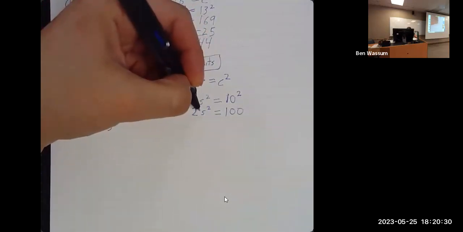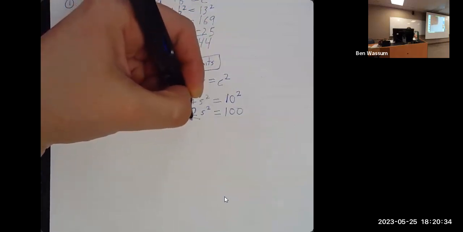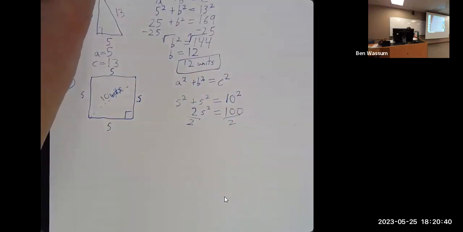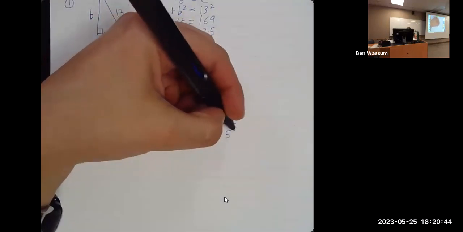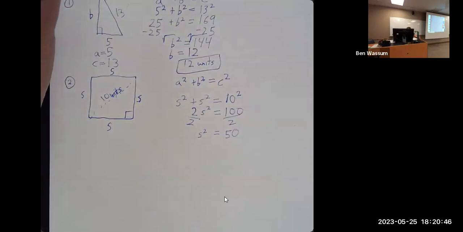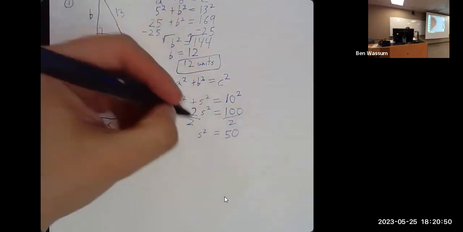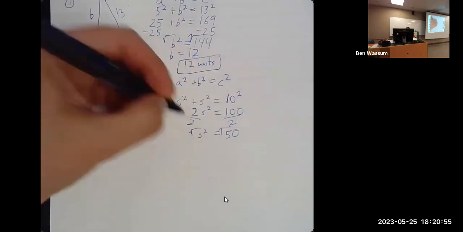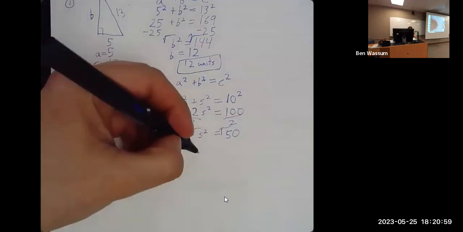Now I'm going to try to get the s alone. So the first thing I gotta get rid of is that 2. Since it's multiplied onto the s squared, we're going to divide it off. Divide off the 2 on both sides. We get s squared is equal to 50. And since we have an s squared, we're trying to get the s. We need to square root both sides.